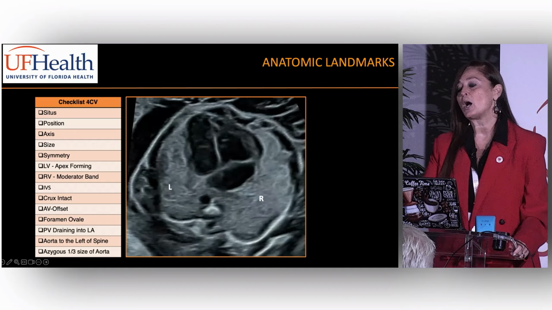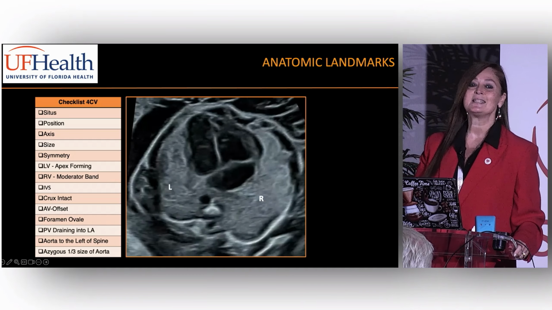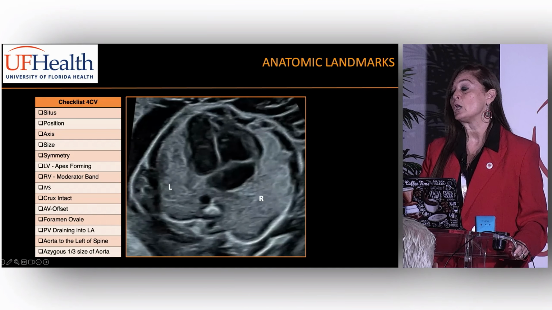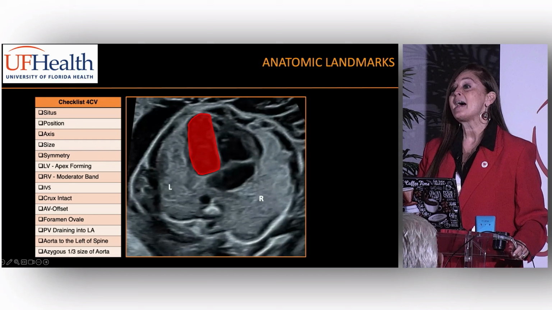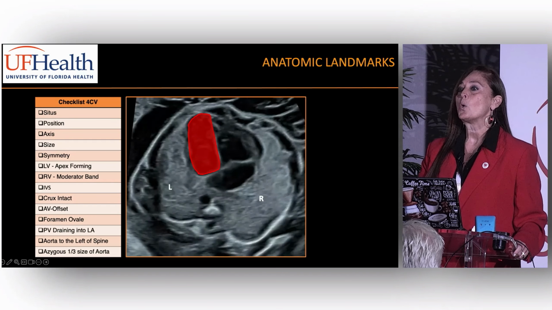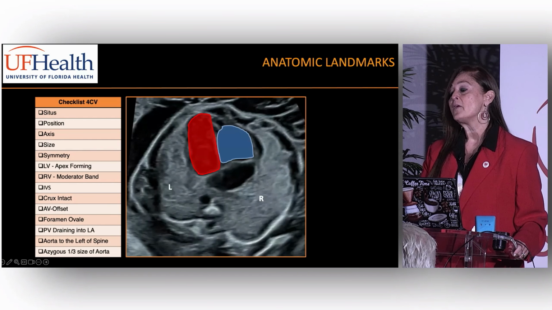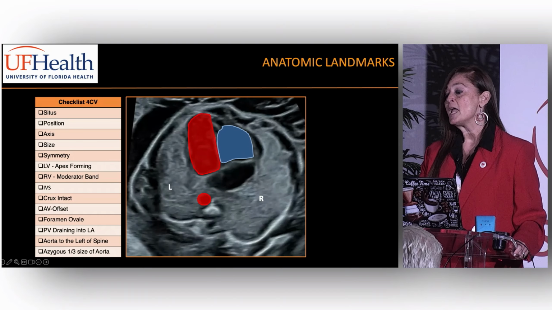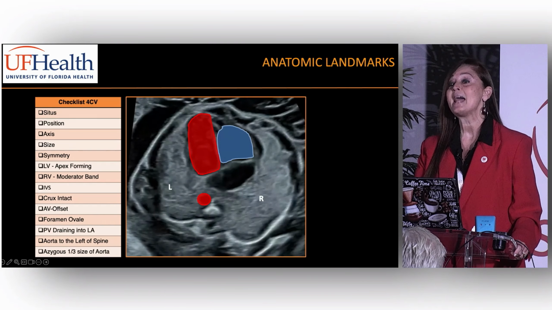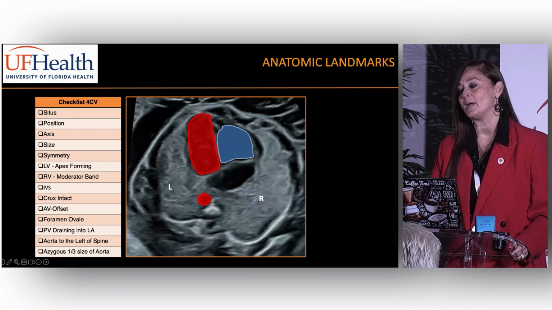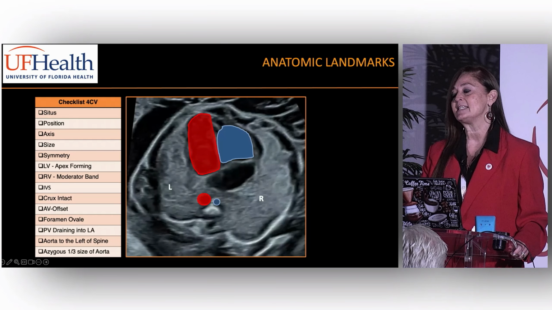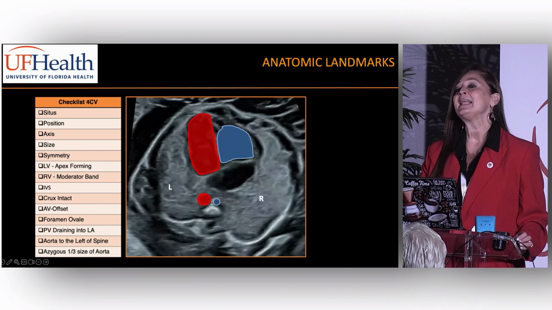There are many anatomic landmarks, and you can see the checklist at the level of the 4-chamber view is a lot more extensive. The left ventricle, as I mentioned, is the cone-shaped, apex-forming. The right is shorter, more trabeculated with the moderator band. You can see the aorta to the left of the spine, and next to it, about a third of the size, is the azygos. And I highlight this area.